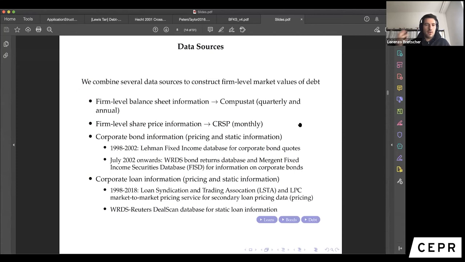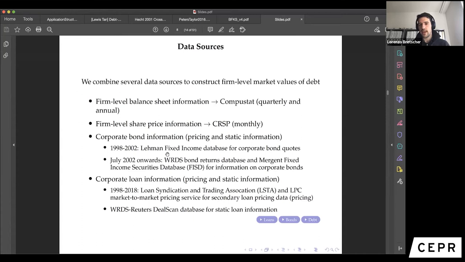The pricing comes from transaction level data, okay? So in the earlier part of the sample, we used the Lehman fixed income database. And from July 2002 onwards, we used the WRDS bond returns database, which is essentially a cleaned version of TRACE, okay?